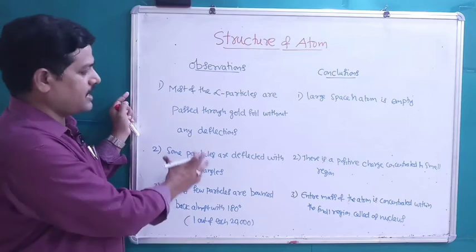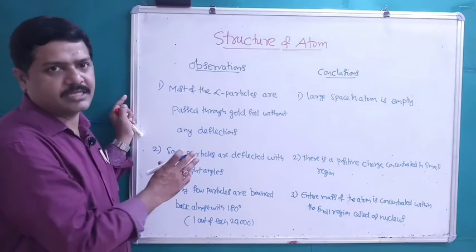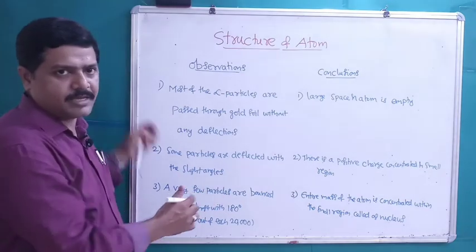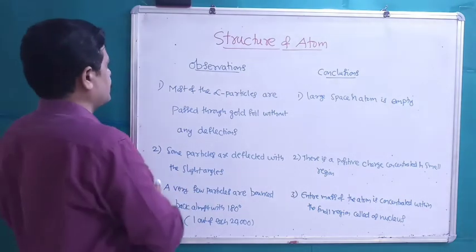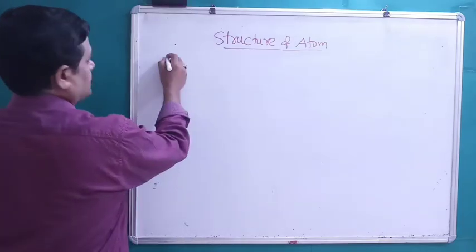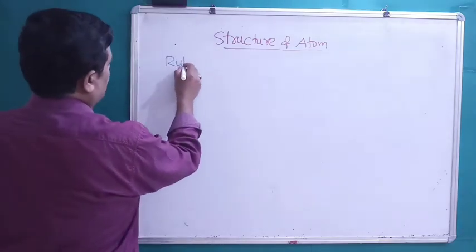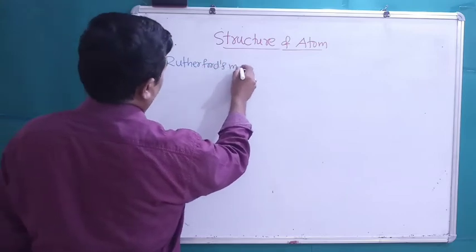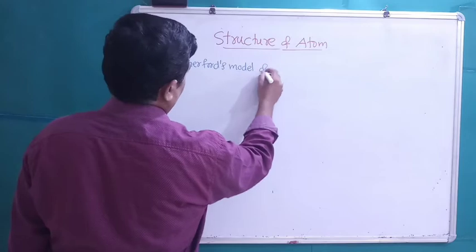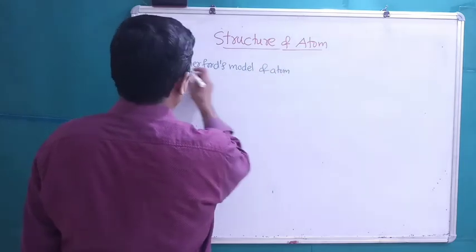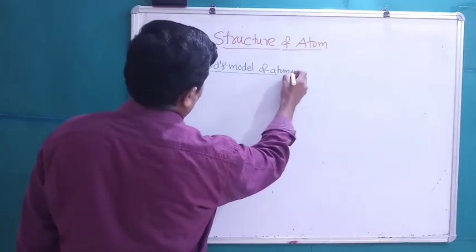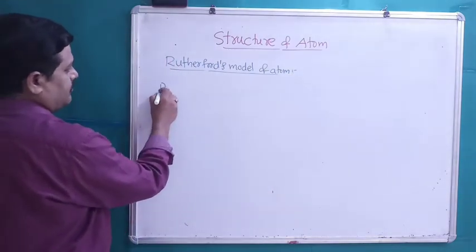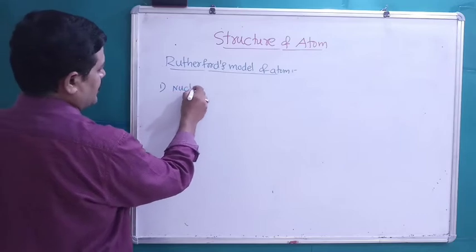Based on his alpha ray scattering experiment, Rutherford has given his atomic model. Let us discuss that Rutherford atomic model now. Rutherford's model of atom. First one, he talked about the nucleus.